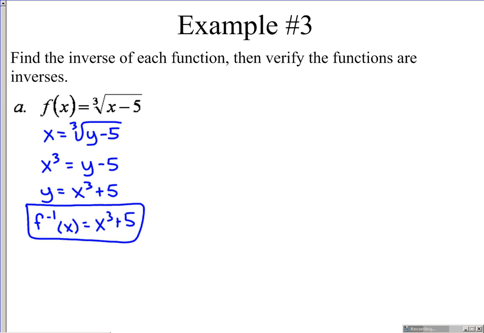That's how you identify an inverse function. Simply switch x and y, resolve the equation for y. That will be your inverse. Now we also need to verify that these are indeed inverses, so let's go ahead and do that. To do that, we need to find two things. We need to find f of f inverse of x, so let's do that first. F of f inverse. Well, f inverse is x cubed plus 5. So now in my f function, where I had x, I need to put in x cubed plus 5.